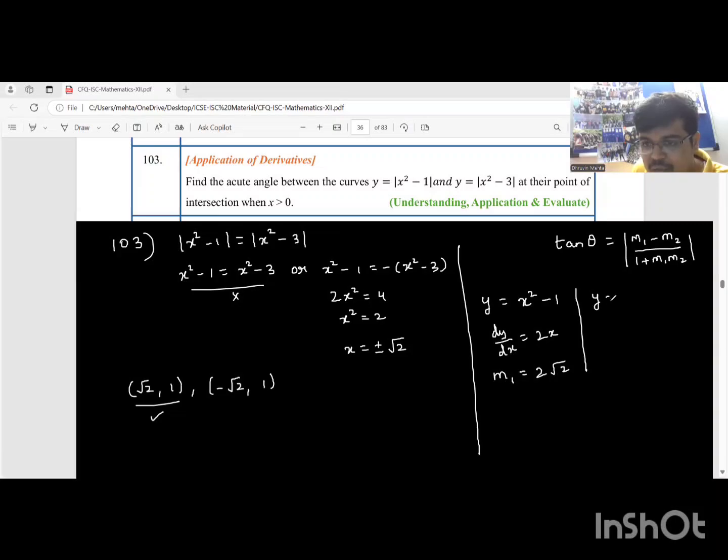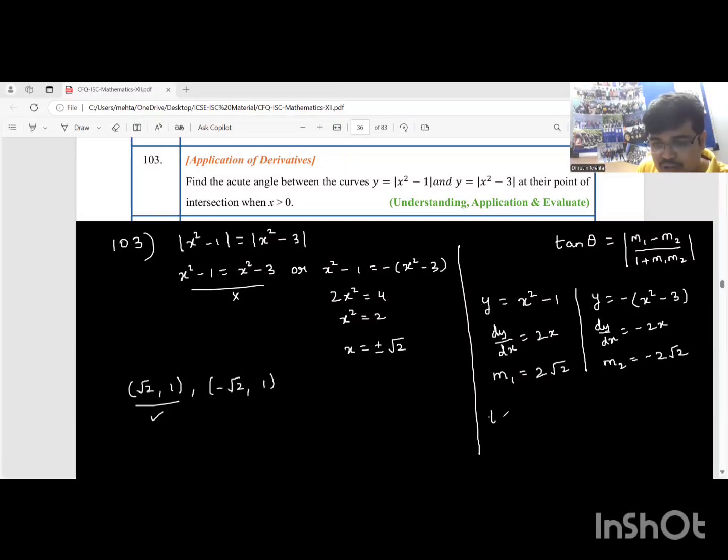Next, for the second curve, y is equal to mod of x² minus 3. When you take the same point root 2, students, root 2 square is 2, 2 minus 3 is minus 1, and therefore it is negative in the neighborhood of root 2. x² minus 3 will be negative, and therefore when you remove the mod, it will be negative of x² minus 3. So this time the derivative is minus 2x, which means the slope is minus 2 root 2.